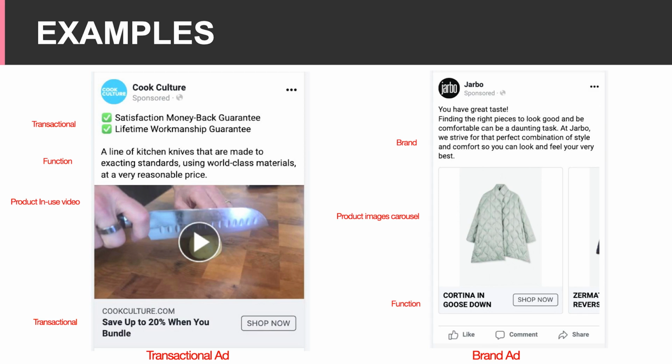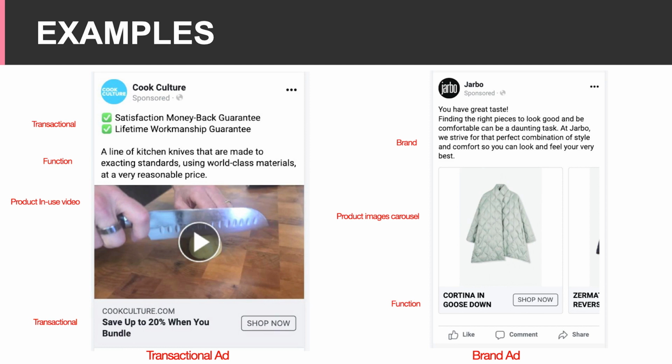And for their creative, this is a product in use video. These are very, very effective ads. If you can show the process of how products are manufactured or showing the products and how they're used, both of those are very effective when thinking of creative. And towards the bottom of the ad, it says transactional because they're leading in their headline on a transactional attribute. It says save up to 20% when you bundle. So this is a very significant part about the ad. It's the headline and it's all transactional.